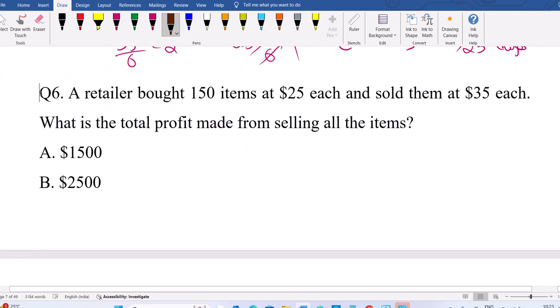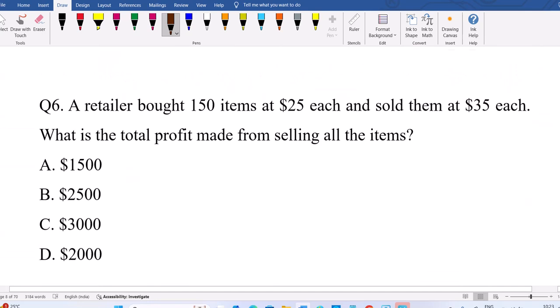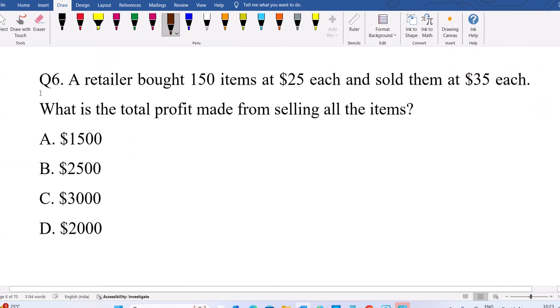Now see the next question, profit and loss. In general, profit and loss and percentage, they'll ask 2 to 3 questions for sure. See this.